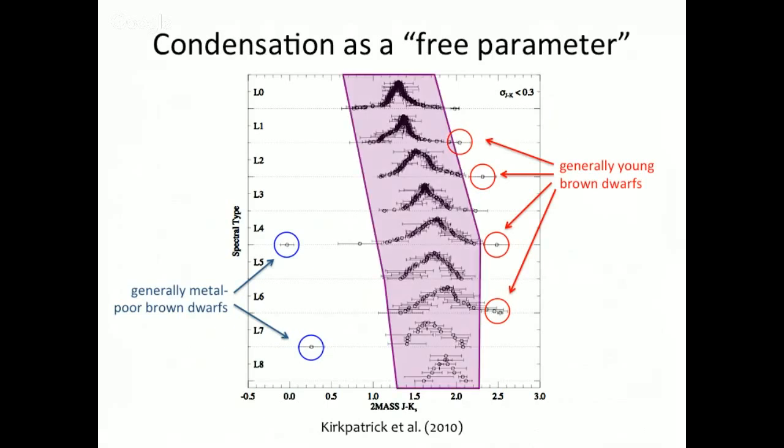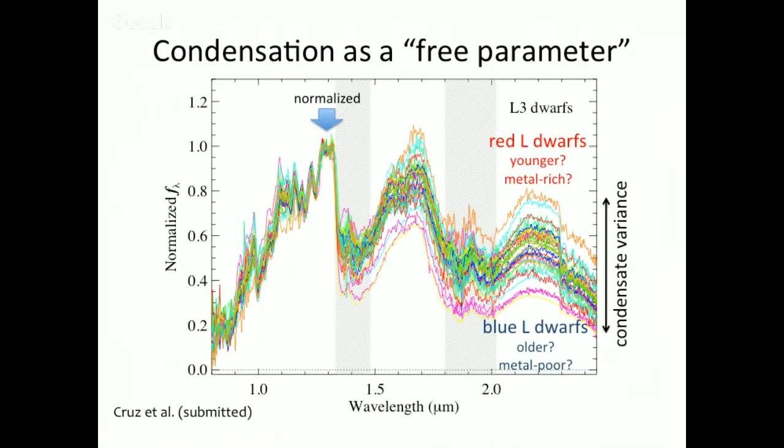The middle here is something that's a little bit more interesting from the perspective of this talk, because this spread in values, which can be up to half a magnitude, is generally much, much larger than the spread in the uncertainties in the measurements themselves. And it indicates there's some intrinsic scatter in the colors of these objects. We can see this also in the spectroscopy. These are a collection of all L3 spectra. I think there's about 20 spectra here. And if we normalize just at one point, you get this factor of two spread in the colors at the red end of these spectra.